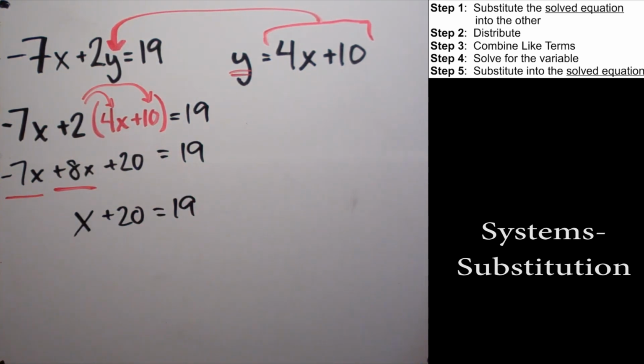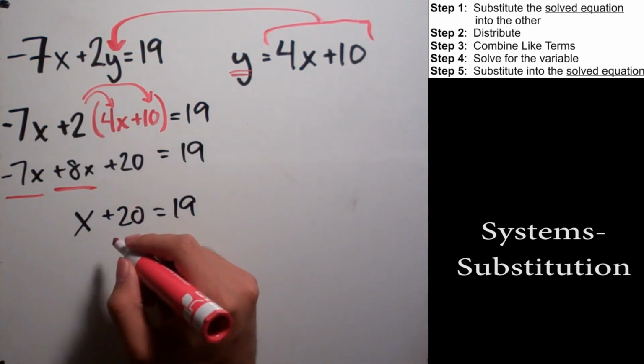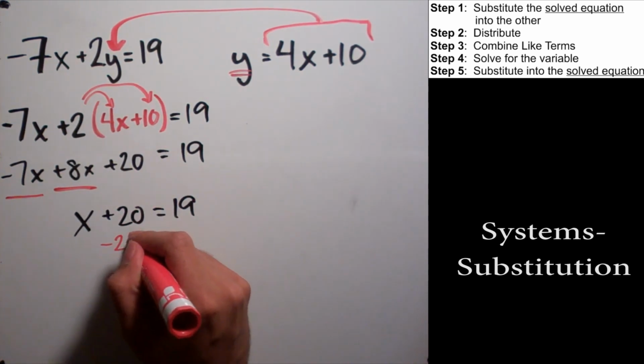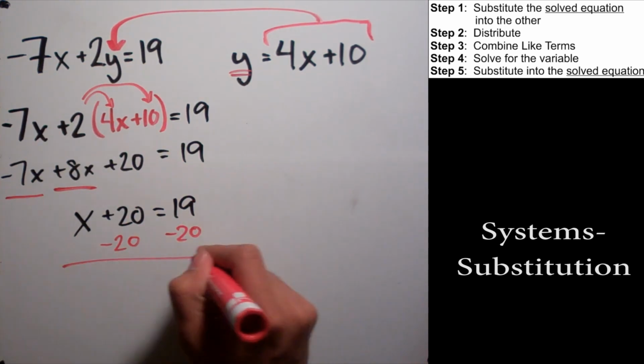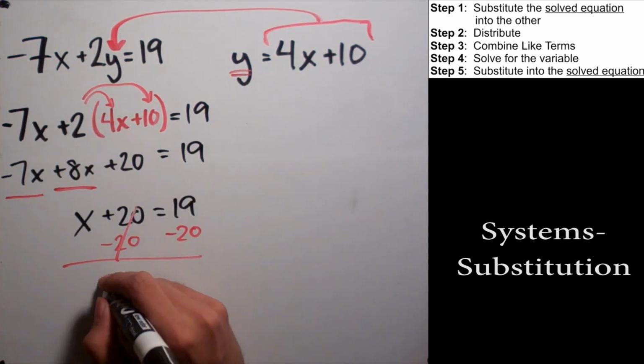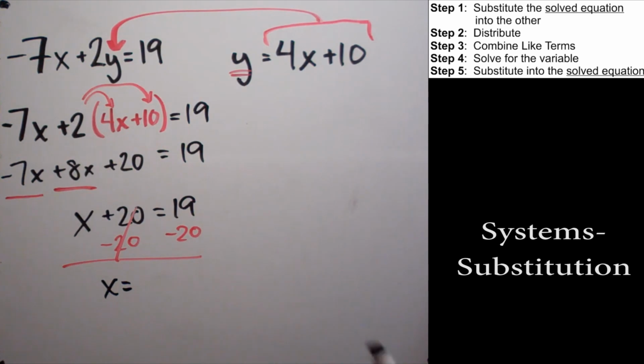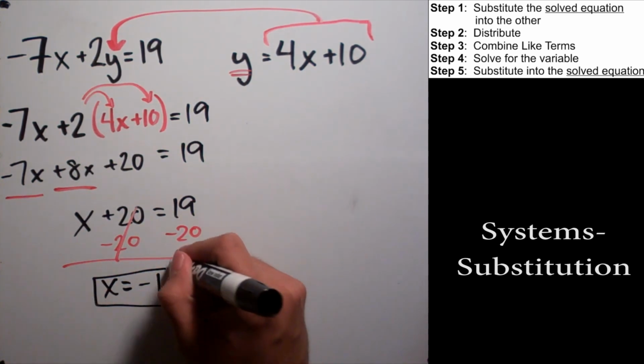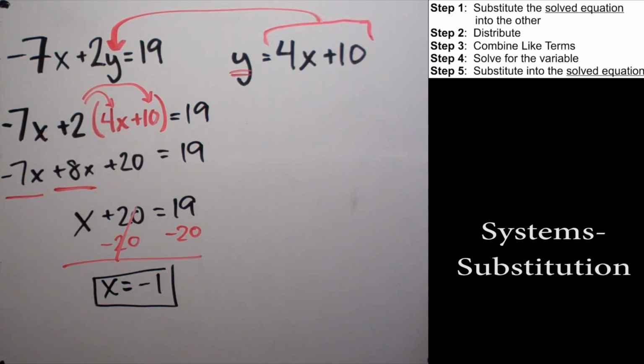Well, since we're going to solve for x, I believe that's step 4. I need to get rid of this positive 20. We do the inverse of it. We're going to subtract, right? So this goes away. We're going to have x equal to 19 minus 20, which is a negative 1. Alright, so at this point we find what x is.